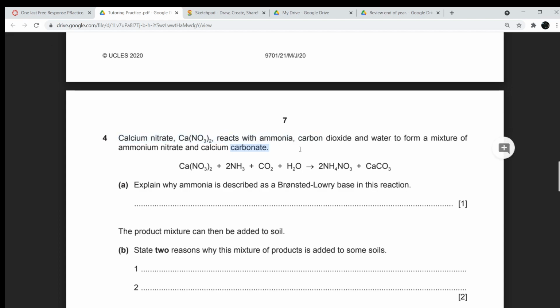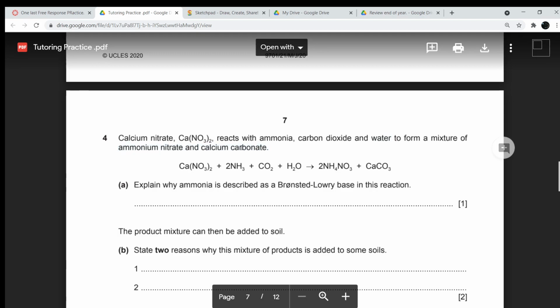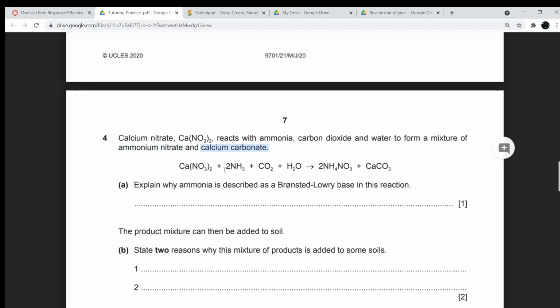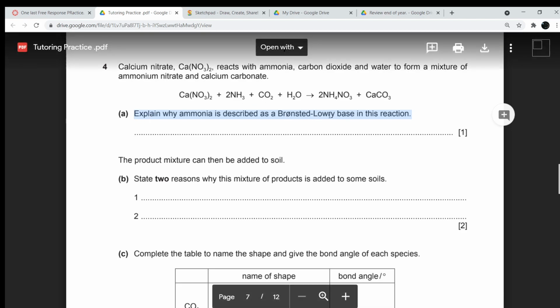Calcium nitrate reacts with ammonia, carbon dioxide, and water to form a mixture of ammonium nitrate and calcium carbonate. Explain why ammonia is described as a Bronsted-Lowry base. It grabs onto a proton. That's all we got to say.